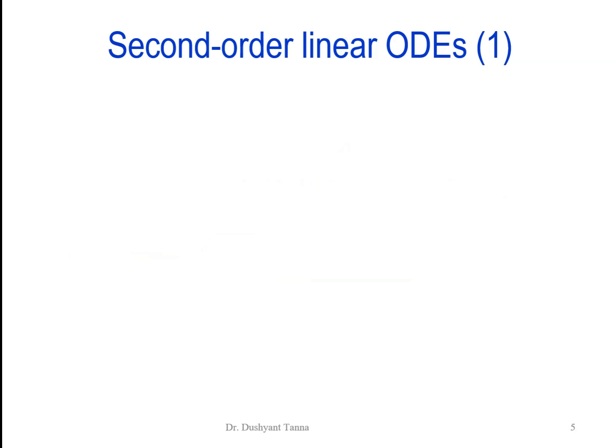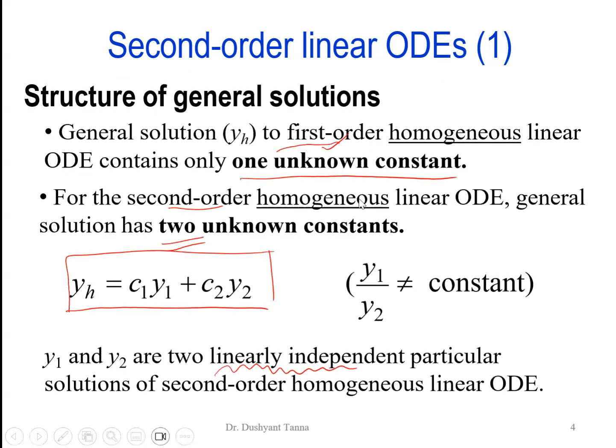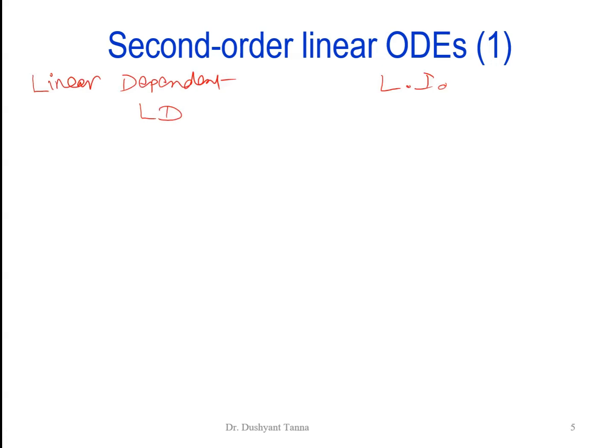I'll explain it a bit. So I'll write linear dependent, I'll call it LD, and linear independent, LI. It's very important to understand them, at least theoretically, when we are doing the questions. So what do we mean by linear dependent? Let's say your solutions are y1 and y2. You don't want them to be multiples of one another.